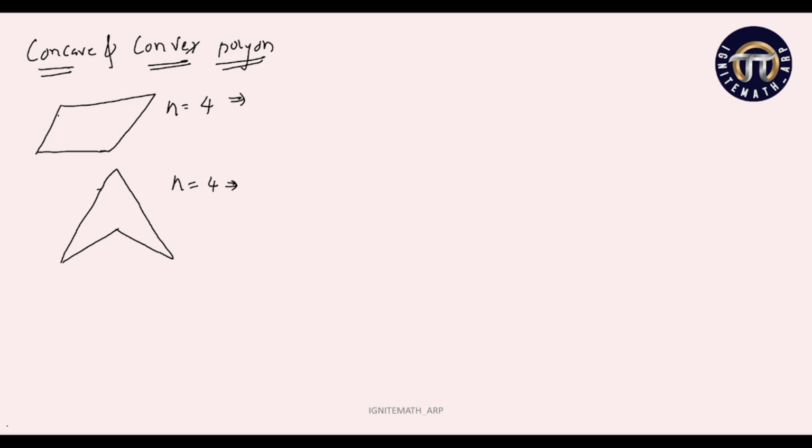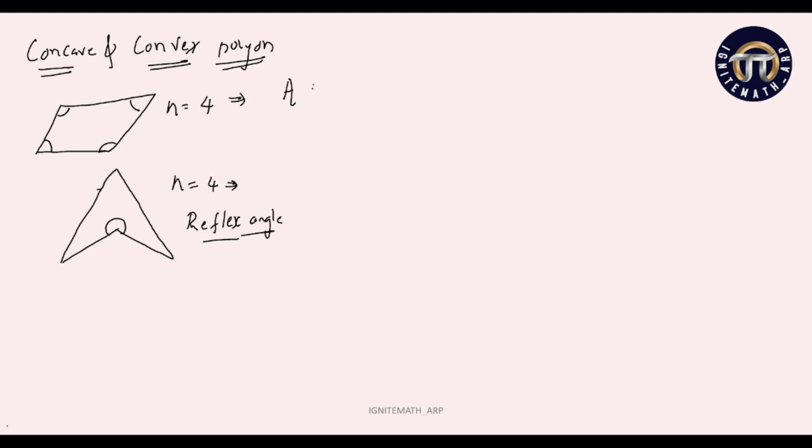See, when I'm talking about the interior angles of this quadrilateral, all of them are less than 180 degrees. But when I'm talking about the second quadrilateral, one of the angles is more than 180 degrees. So any angle which is more than 180 degrees and less than 360 degrees, we call a reflex angle. Yes or no, children? Okay, so the reflex angle.